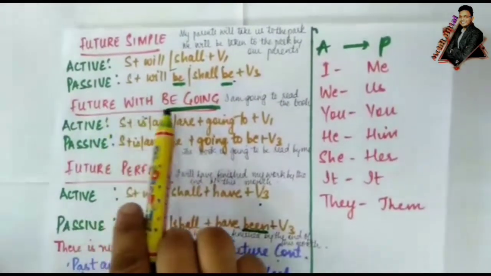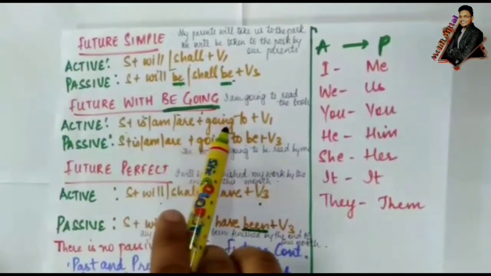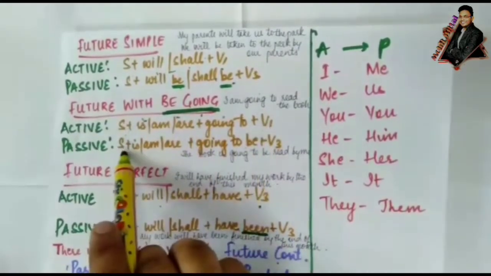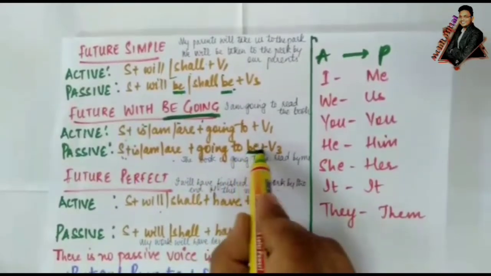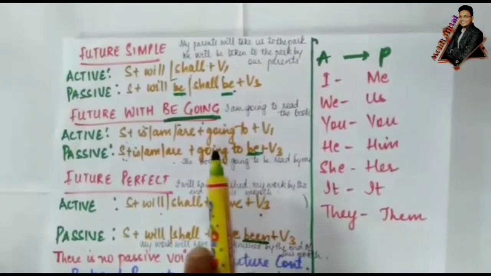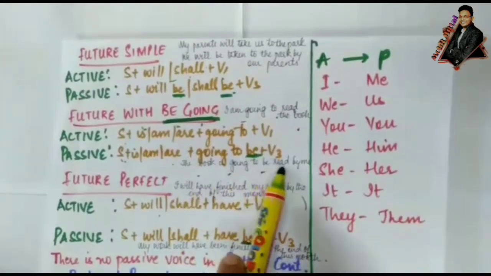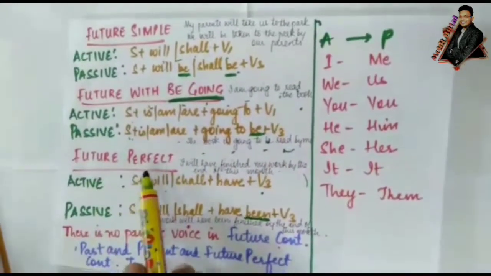Now future with be going to. Active voice: subject plus is/am/are plus going to plus first form of the verb. In passive voice, it is subject plus is/am/are plus going to be plus third form of the verb. See, again be plus third form of the verb. So, I am going to read the book. The book is going to be read by me.